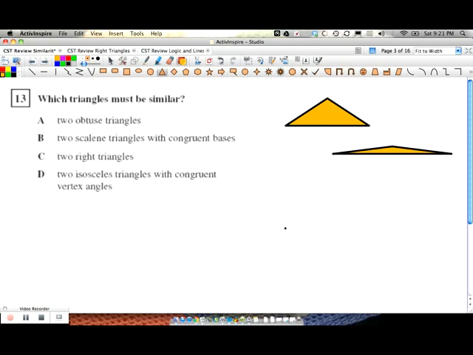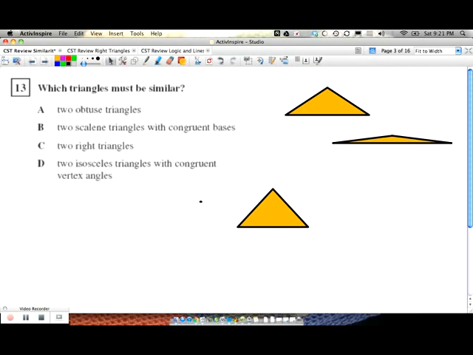Two scaling triangles with congruent bases. So in other words, the other two sides are not the same, but it's got one side the same. So if I have this piece here, and I'm going to copy and paste it, make two of them, make one of them kind of see-through. I'm going to move the other sides around a little bit. So that would be scaling, and this one would also be scaling. They have a congruent base, but they're clearly not the same triangle. So both A and B are out.